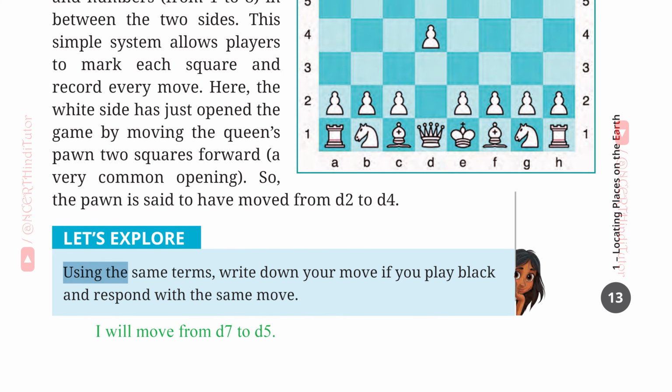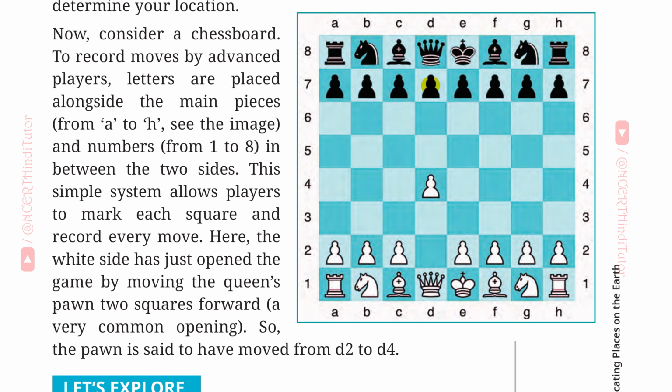Using the same terms, write down your move if you play black and respond with the same move. Answer. I will move from D7 to D5. So here is D7 and here is D5.